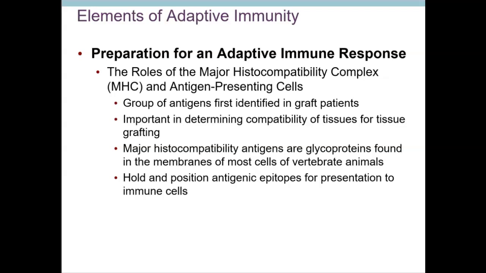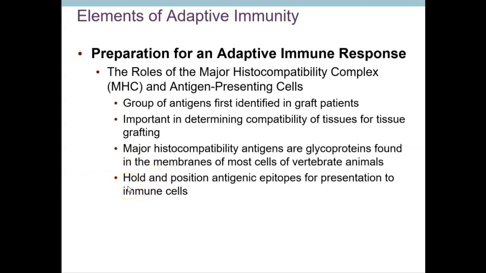These proteins are glycoproteins. These MHC antigens are glycoproteins. They're in the membranes of most cells. This is not just a human thing. It is a human thing, but it's a reptile thing. It's a bird thing. It's a fish thing. Basically, almost all cells of almost all vertebrates have these MHC proteins. Of course, each species has its own specific versions of them, but everybody has them.